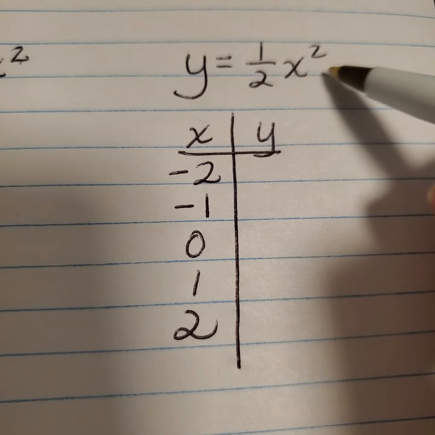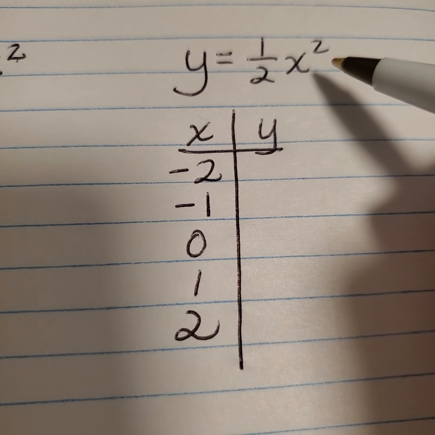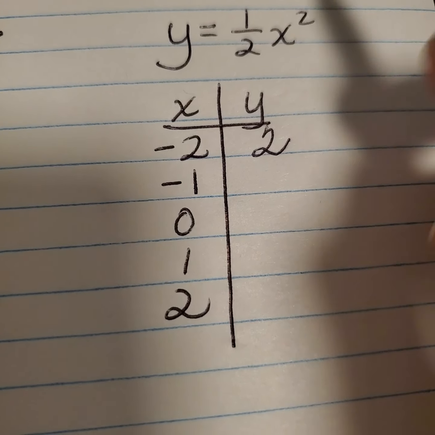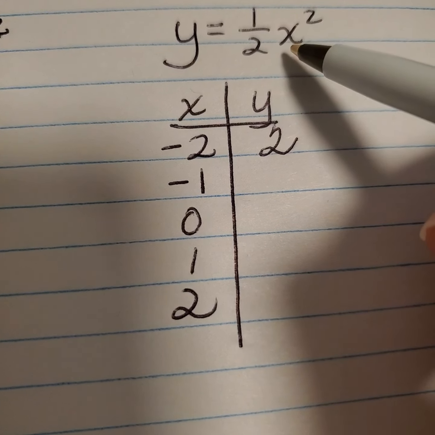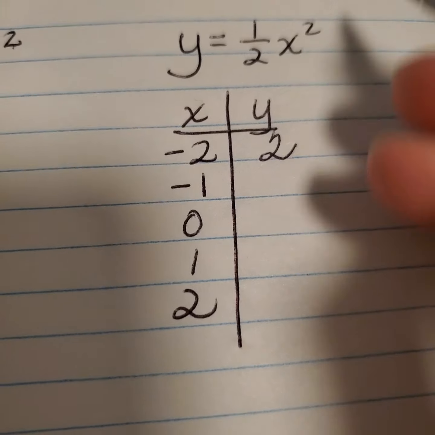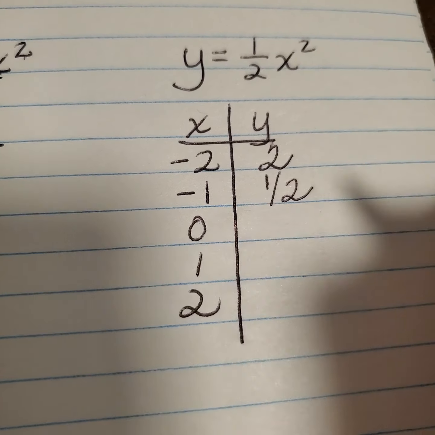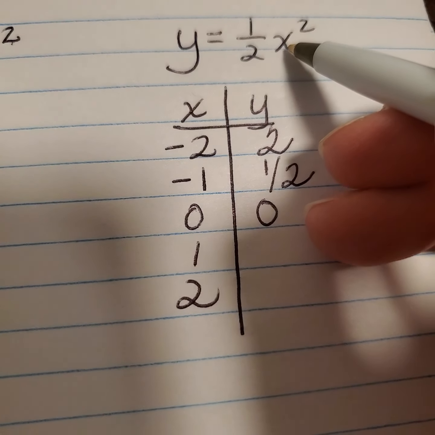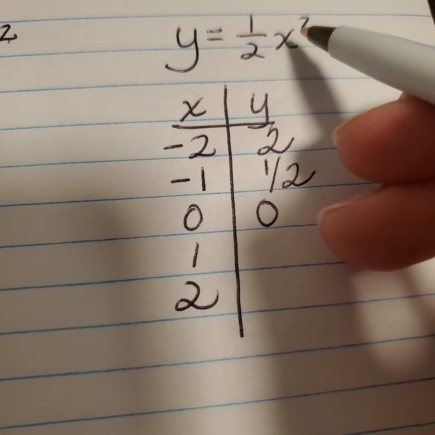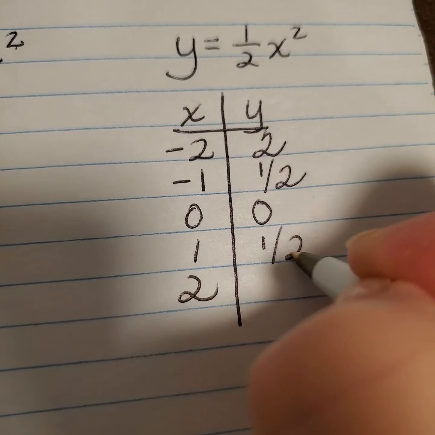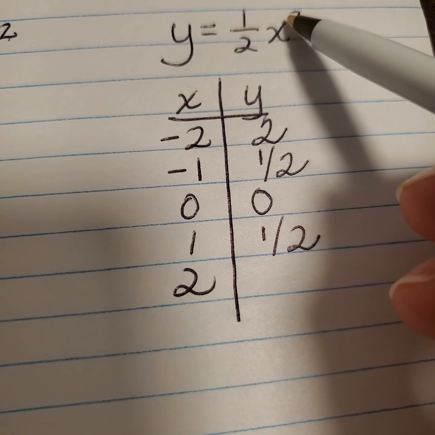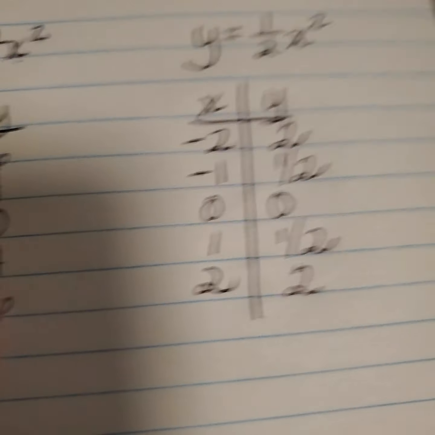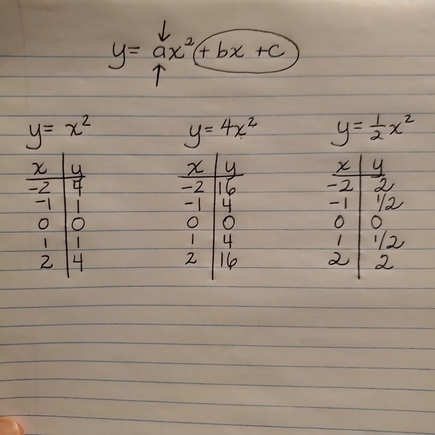If I were to plug -2 in for x, -2 squared is 4, 1/2 of 4 is 2. If I were to plug -1 in for x, -1 squared is 1, 1/2 of 1 is 1/2. Anything times 0 is 0. If I were to plug 1 in for x, 1 squared is 1, times 1/2 gives me 1/2. And over here, if I plugged 2 in for x, 2 squared is 4 and 1/2 of 4 is 2. So you'll notice I have 3 tables of values here.